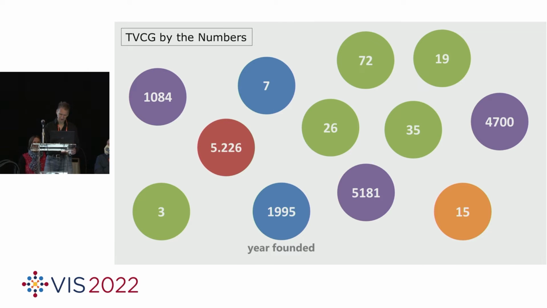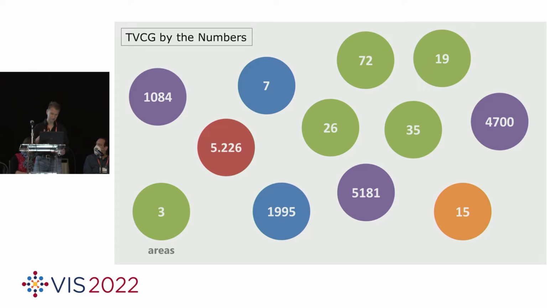So the year founded was 1995. It's a pretty old journal at this point. We've had 7 EICs so far, me included. And there are actually 3 areas. It's not just visualization and visual analytics, it's also VR, virtual reality, augmented reality, mixed reality, and computer graphics. Accordingly, we have 72 AEs, associate editors, and you are very welcome to volunteer for this. They break up across these 3 areas and these 3 numbers.